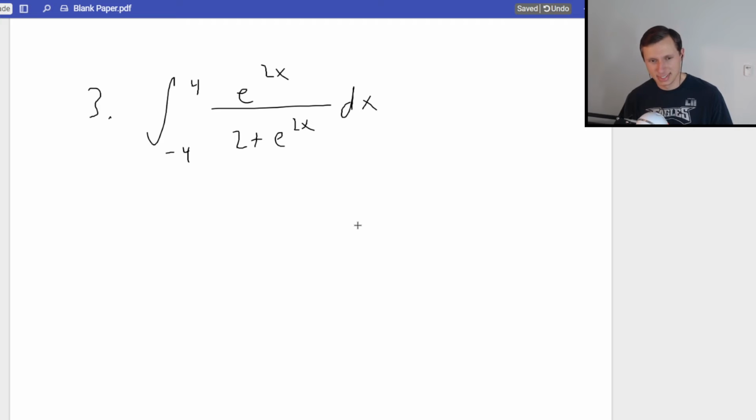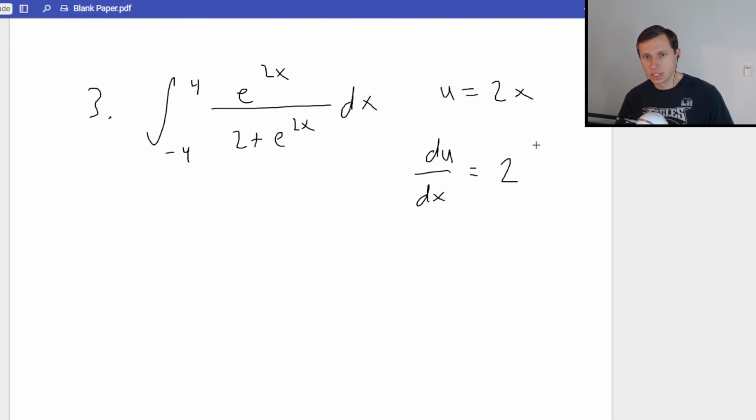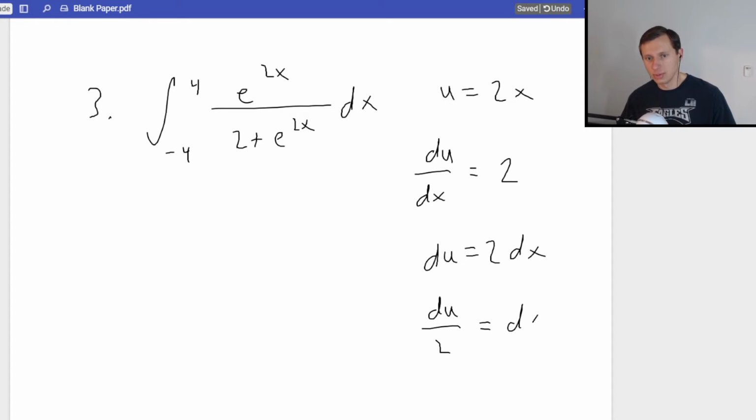Go ahead. 2x. Is it 2x? Okay, I'm not going to tell you whether you're right or wrong because, well, I'm not going to be there on test day. u equals 2x. Let's try it. du/dx, the derivative, is equal to 2. Then du equals 2 dx. And now I'm going to say du divided by 2 equals dx. Everyone good so far? Great.